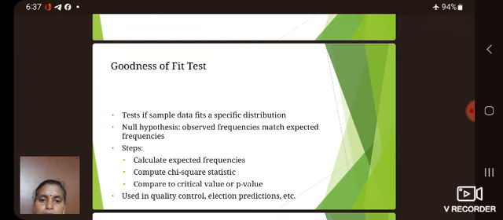Next we see the goodness of fit. It is used to test if sample data fits a specific distribution. Here the null hypothesis is that observed frequencies match expected frequencies. Steps in goodness of fit are: calculate expected frequency, calculate chi-square test statistic, then compare to critical value. It is used in quality control, election predictions, etc.